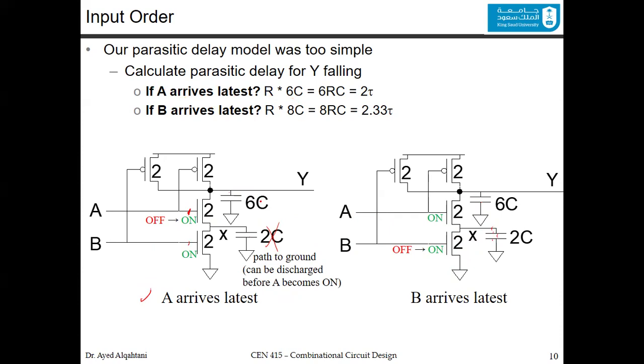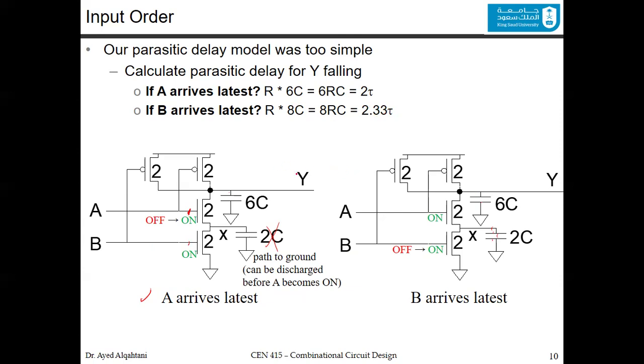So if A arrives latest, which is this case, your model will be R times 6C. You only worry about the 6C, which is going to be 2 tau. But if B arrives the latest, your model will include both the 6C and the 2C, which is going to be 8C. And this is actually 2.33 tau.